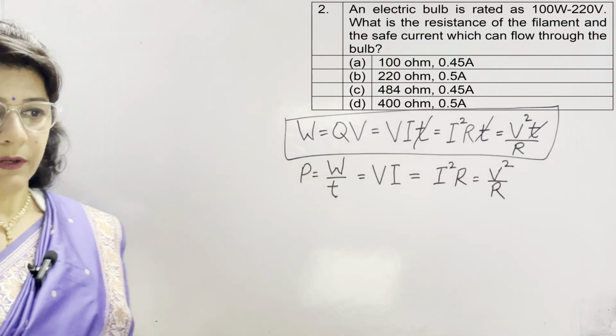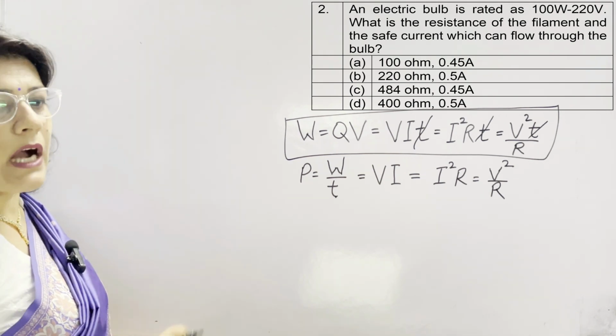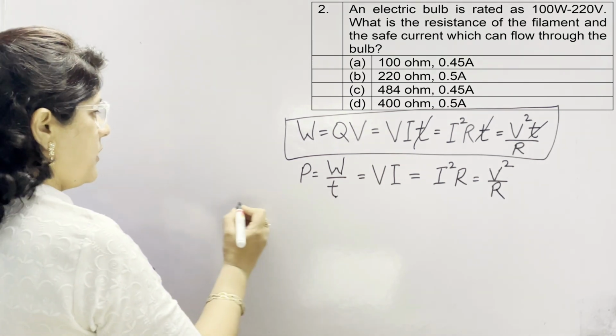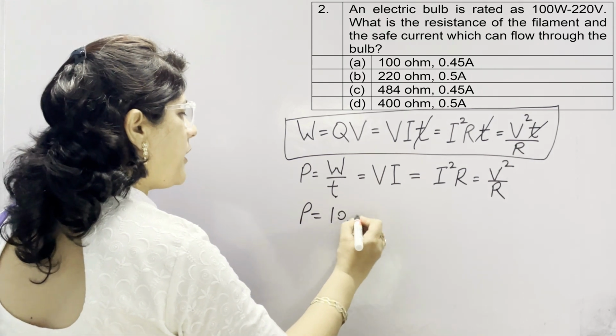Now coming to the second numerical. An electric bulb is rated as 100 watt and 220 volt. So power is given as 100 watt.